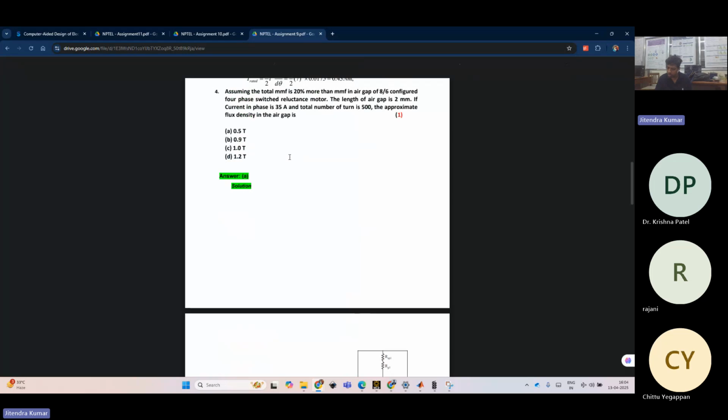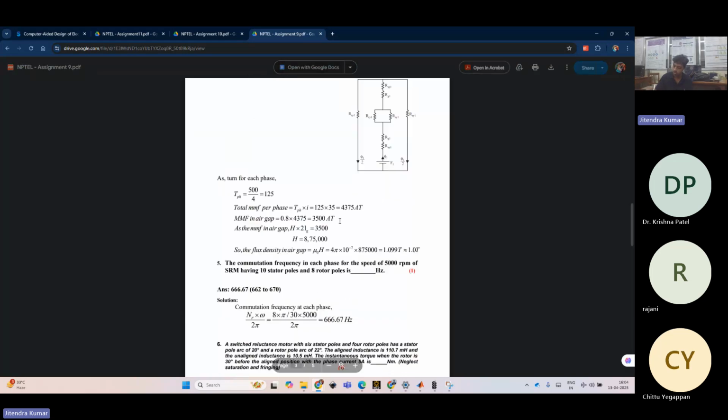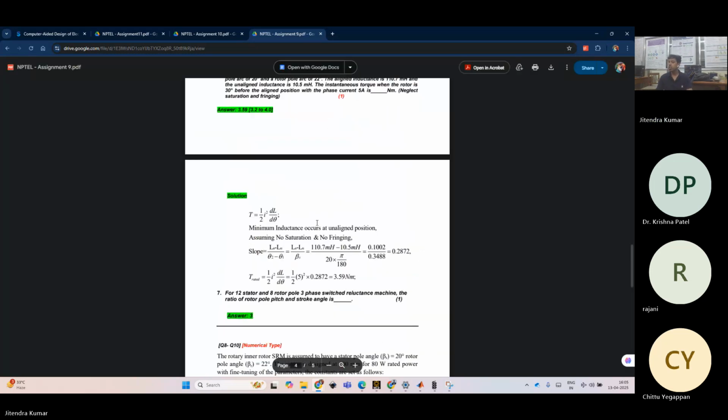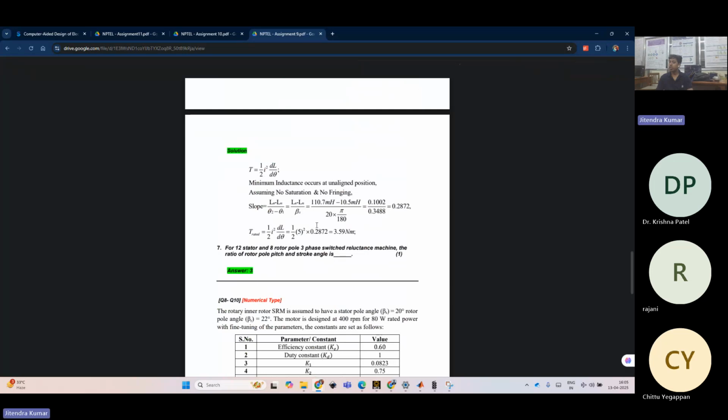Option D should be correct. Question 4, I have written 1.2 Tesla. Question 6 and 5. Question 5, commutation frequency should be half of the answer.